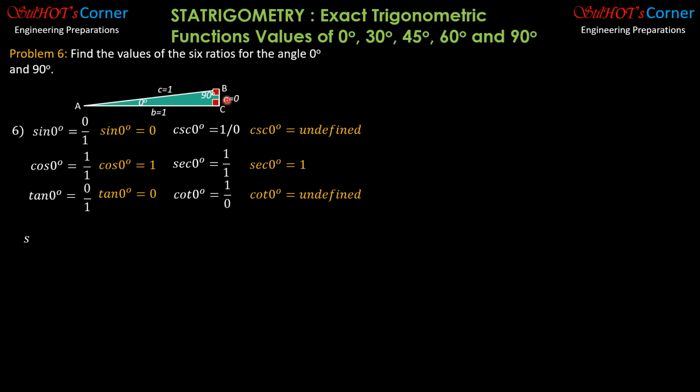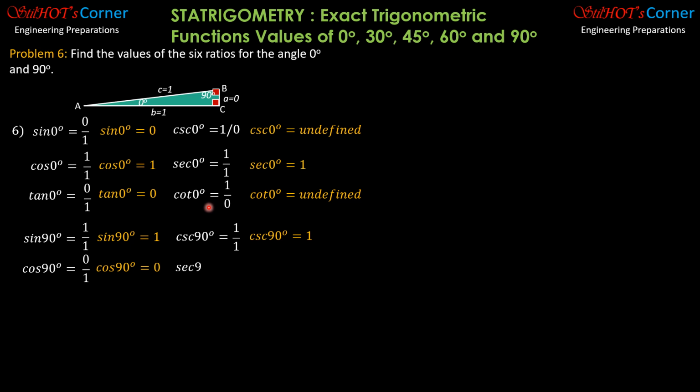Then for the 90-degree angle, sine of 90 degrees is opposite 1 over hypotenuse 1. So it is equal to 1. While its reciprocal is also 1. Cosecant of 90 degrees is hypotenuse 1 over opposite 1. So it is 1. Then cosine of 90 degrees is equal to adjacent side 0 over hypotenuse 1. So it is equal to 0.